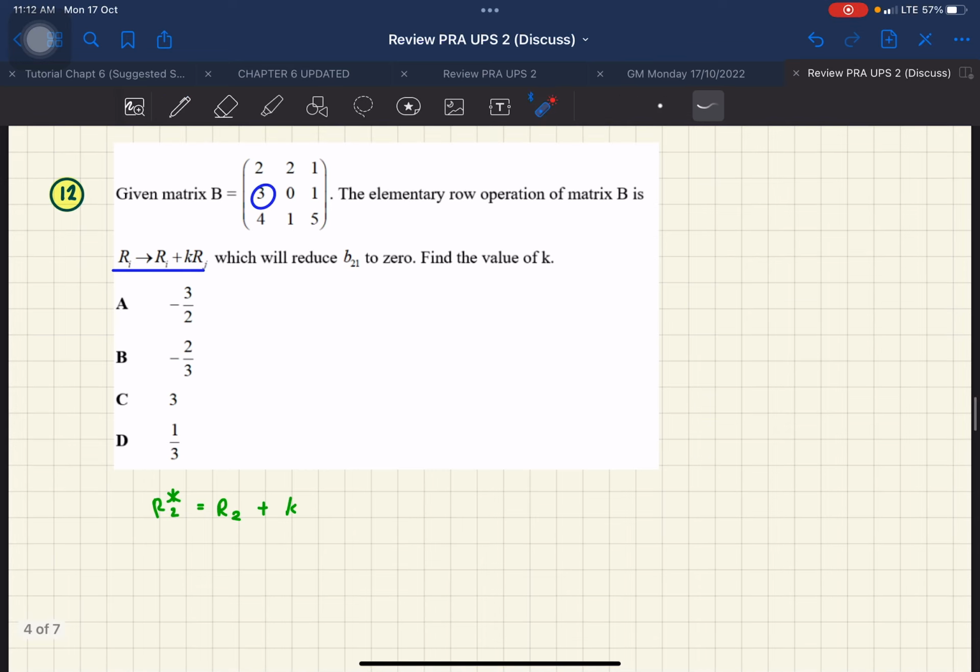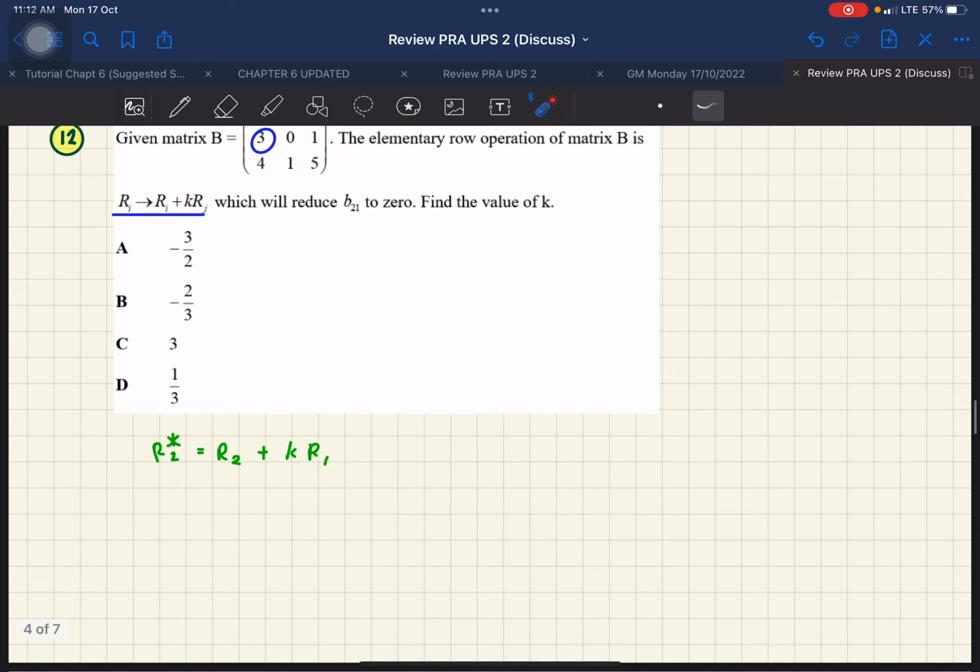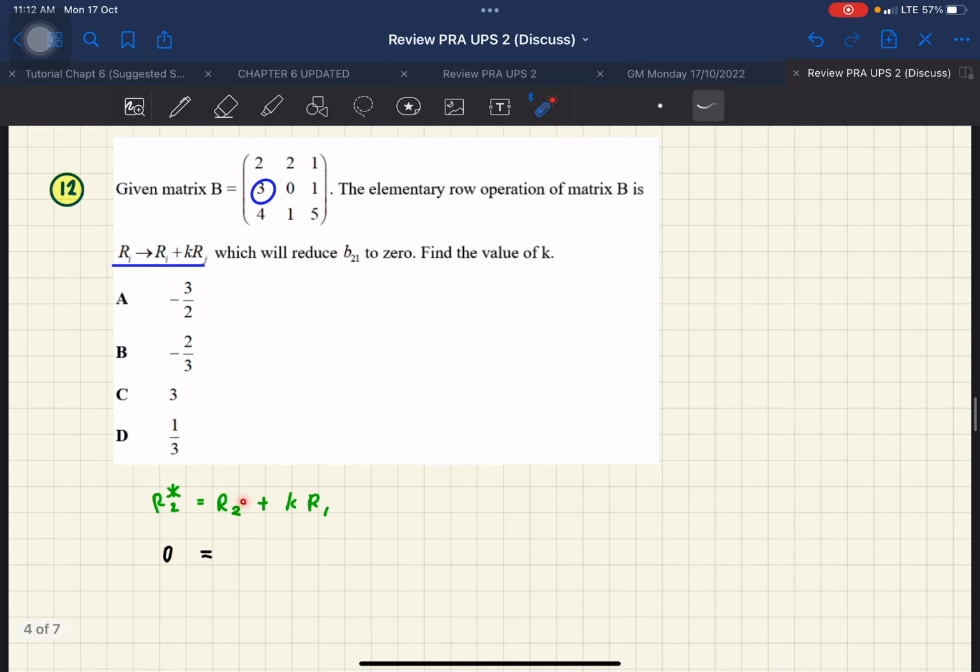Lepas tu G. G apa? G adalah row yang ada diagonal element. So saya akan gunakan row 1 lah sebab yang ini diagonal element kita. Okay, so kita akan gunakan KR1. So apa yang saya nak masukkan sekarang adalah saya masukkan saya punya element. So this one over here is my target, dan target saya sekarang nak jadikan dia kosong. So saya tukar dia jadi 0, which is equals to, so R2 kita masukkan element of the second row, which is 3.